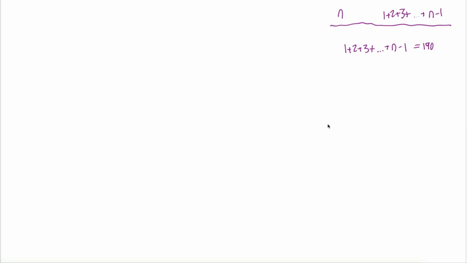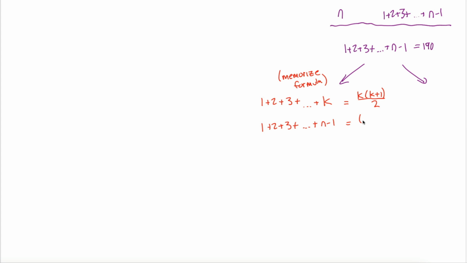Well, again, there's options. The first option is to have a formula memorized. Turns out that if you add all the positive integers from 1 all the way up to, I don't know, k maybe, you get k times k plus 1 divided by 2. If you have this formula memorized, then all you got to do is change all the k's into n minus 1s, and you get that the sum from 1 up to n minus 1 is equal to n minus 1 times n minus 1 plus 1 divided by 2. Well, since n minus 1 plus 1 is just n, I get n times n minus 1 over 2.